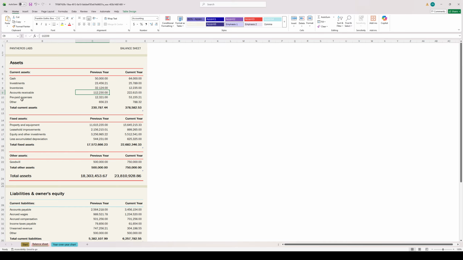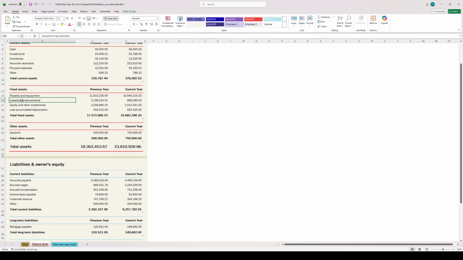And then the prepaid expenses are expenses that are already paid for. And then others could be literally anything else. And this is what makes up the total current assets of a company.